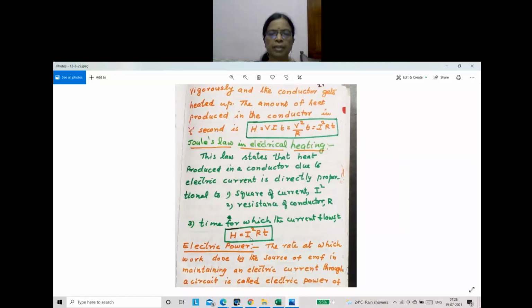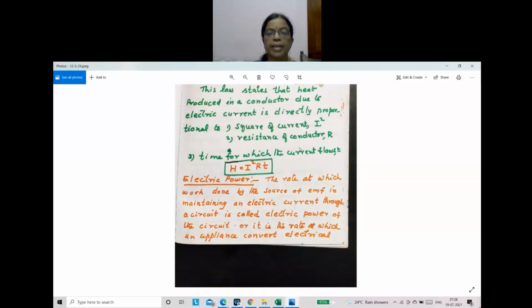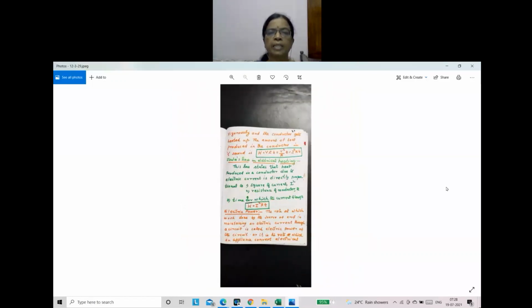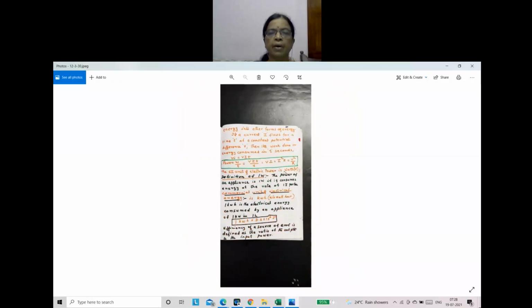Electric power we have also calculated. The rate at which work is done by the source of EMF in maintaining electric current through a circuit is called electric power. That means work done per time, or energy consumed per time. The rate at which the energy is consumed, the rate at which the work is done, that is the power. And we got the formula for power.